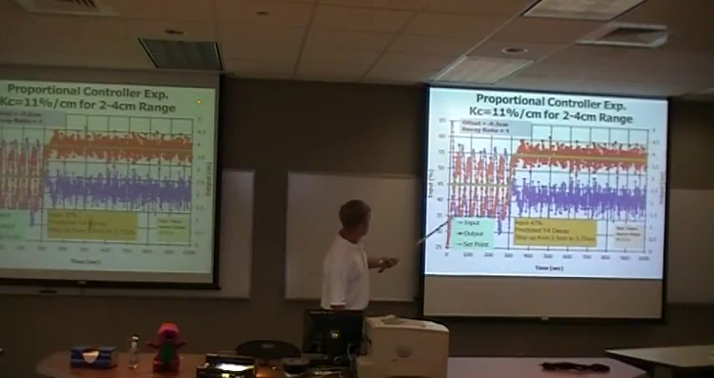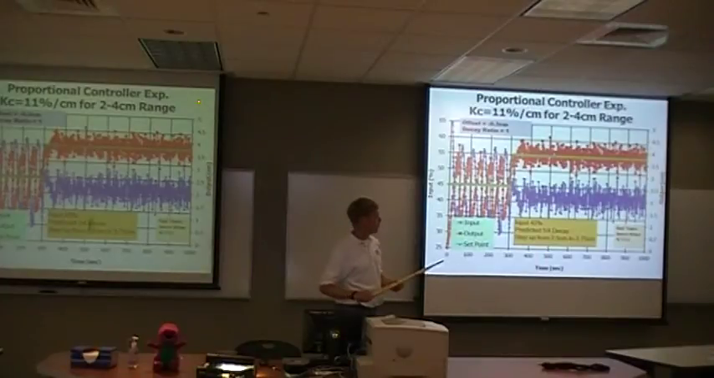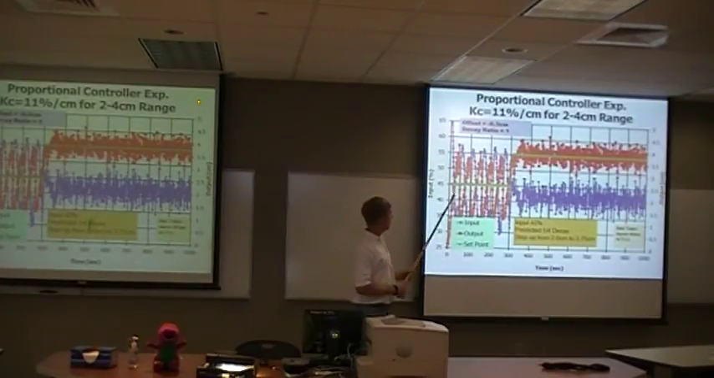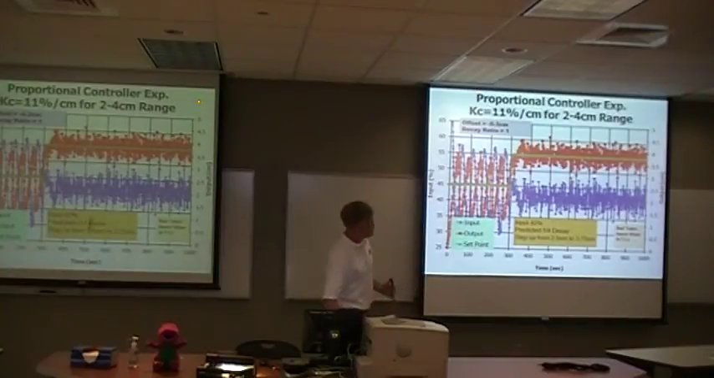And then, for curiosity's sake, I did 11%, because the ultimate controller gain that the root locus had said was 15, I think, 15% per centimeter, and so I decided just to go on up. I was getting oscillation here at the beginning, and when I stepped it up, it becomes stable. So at this point, we do not know why it's doing this.